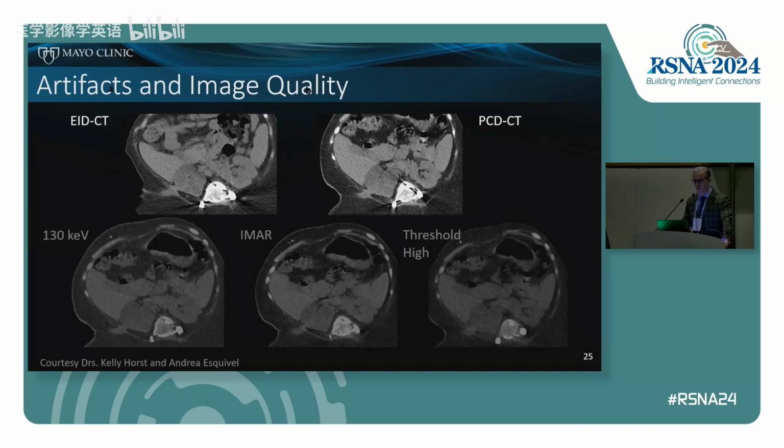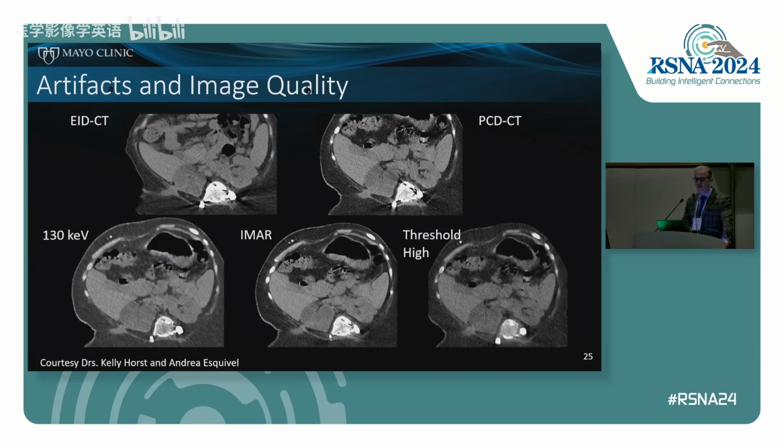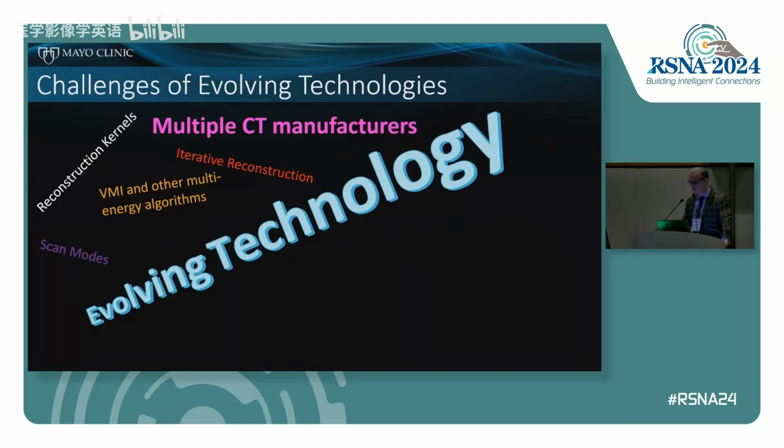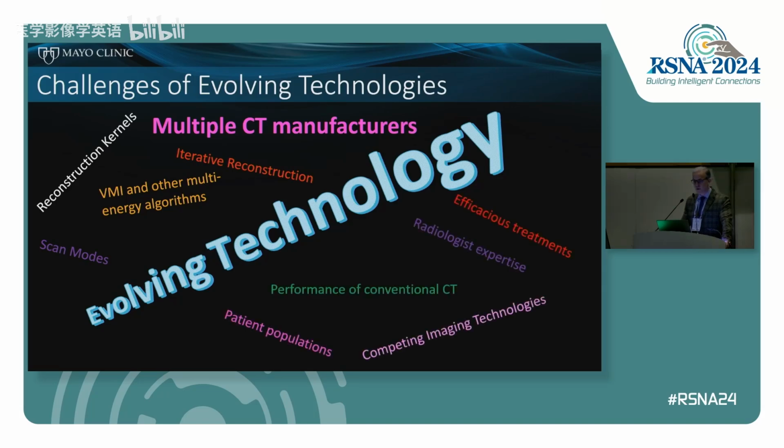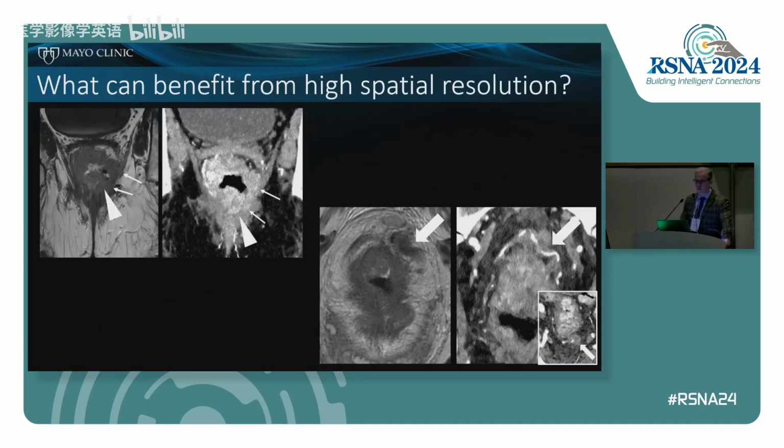And there are a number of ways to take care of metal artifact, which have been highlighted by the previous speakers. So we're in an area where technology is continuing to change. At this RSNA, we expect a lot of the other manufacturers are working on PCD. We expect those to gain regulatory approval. But at the same time, technology is continuing to evolve. What do we want to do in abdominal CT?